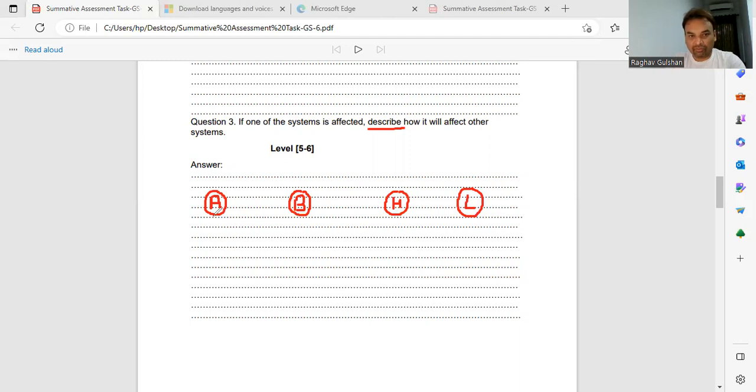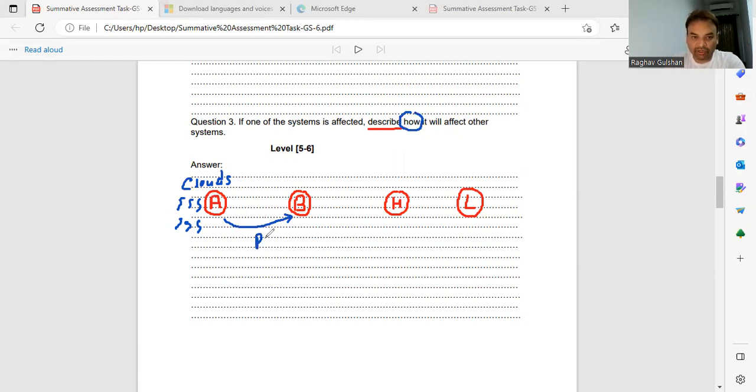So if something happens in one system, how will it affect the other three systems? Let me take one example from the atmosphere. In the atmosphere we have clouds, right? Clouds cause rainfall. Whether the rainfall is heavy, moderate, or light, depending upon the magnitude of the rainfall, that will affect the biosphere. How? We have to explain how the rainfall in the atmosphere will affect the biosphere.